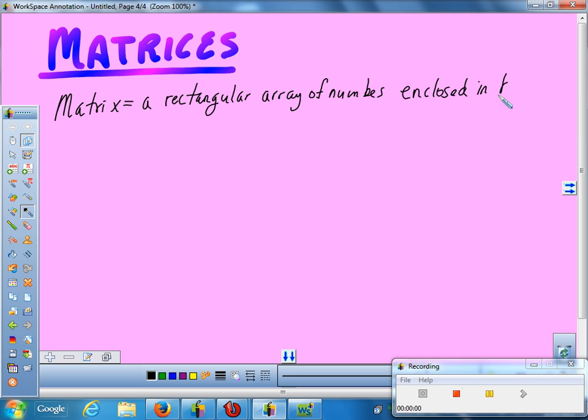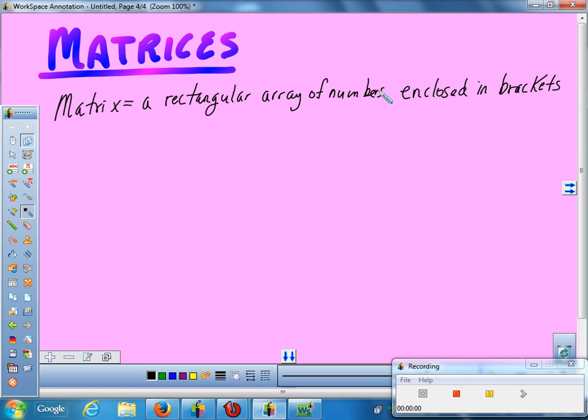If I said to you, based on that definition, to write down a matrix, and you absolutely had no clue what a matrix was, what on earth is it? A rectangular array of numbers enclosed in brackets. Just anywhere I want, I put brackets around it. What does it mean, a rectangular array?